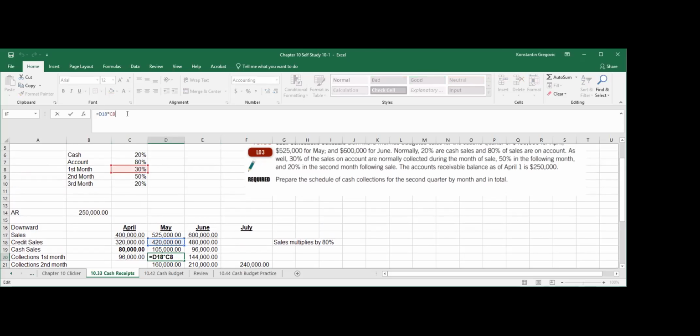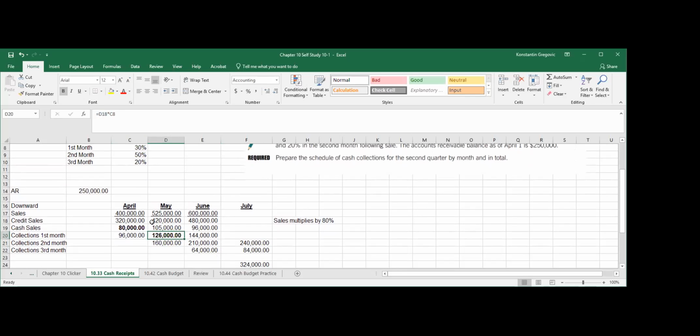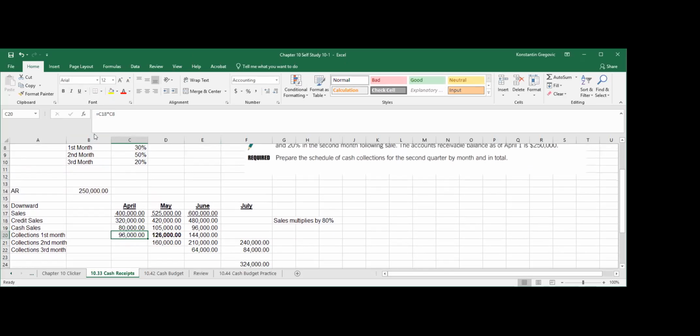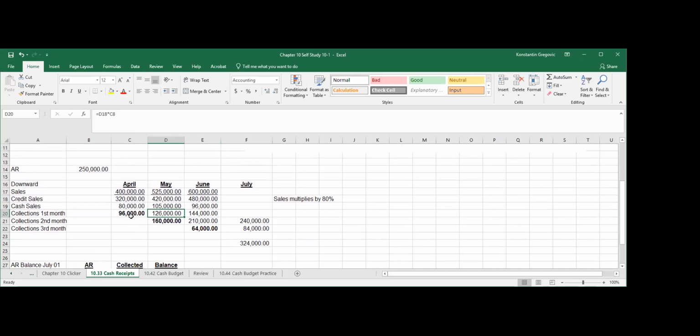Hold on. Right, and what was the final one? 80% times 20%. Sorry, that's the cash. 96,000 here, 160,000 here, 64,000 here. These three add up to your credit sales of 320.